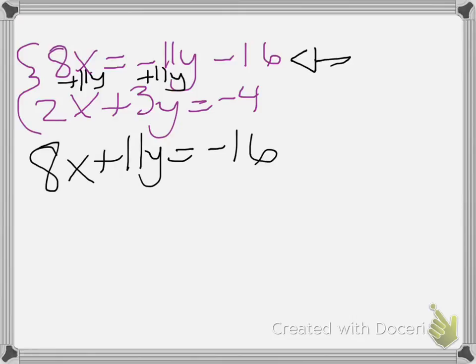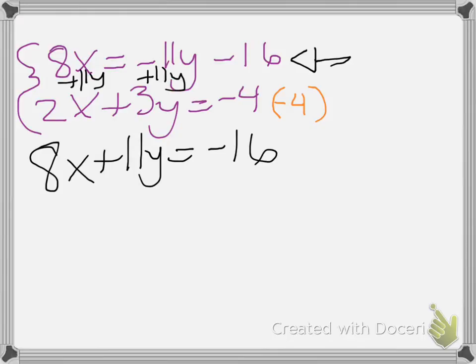Alright, so now we'll look and see what we have and what we can eliminate. We don't have opposites, we have all positive numbers. So since 2 and 8 are friendly, 2 goes into 8, I'm going to change it where we will eliminate the x's this time. So all I need to do is multiply that top equation by negative 4, so I can make that 2x a negative 8x. So I'm going to do that underneath.